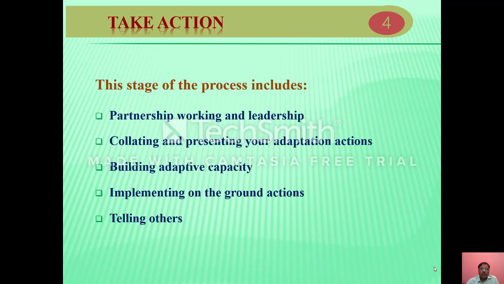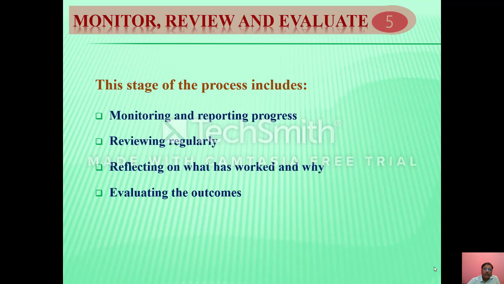Then the fourth stage, as we have discussed, is just to take action. This stage of the process of adaptation to climate change includes partnership, working, and leadership. Hence, a structure, so that we can go for structured planning. Then collating and presenting the adaptation actions, building adaptive capacity, implementing on-the-ground actions, and telling others are part of the action plans. And then the fifth is to monitor, review, and evaluate.